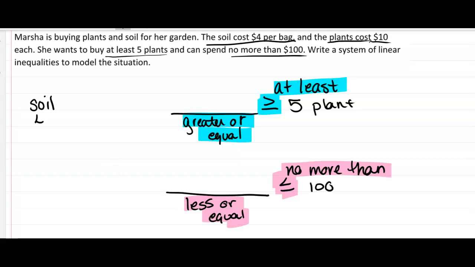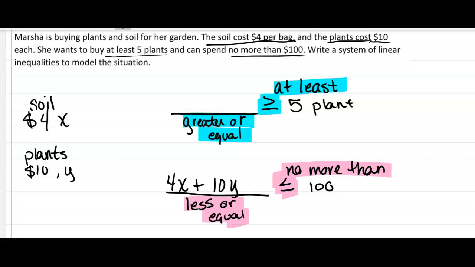All right, so it says we have soil, which is $4 per bag. So x is going to represent the number of bags. And then we have plants cost $10 each. So the plants, I don't know how many we have, so we're going to use y to represent each plant. And the cost is $10. For it to be no more than $100, we know we're going to use the dollar amount for that equation. So if we're buying $4 for each soil plus $10 for each plant, it should equal or be less than $100.